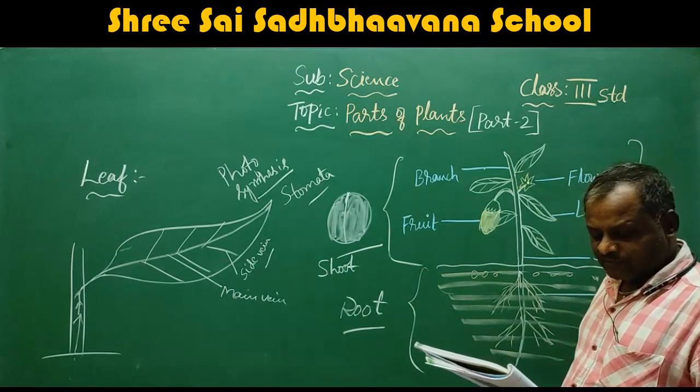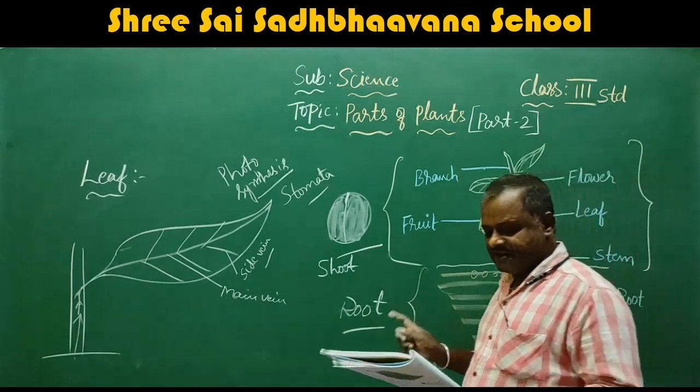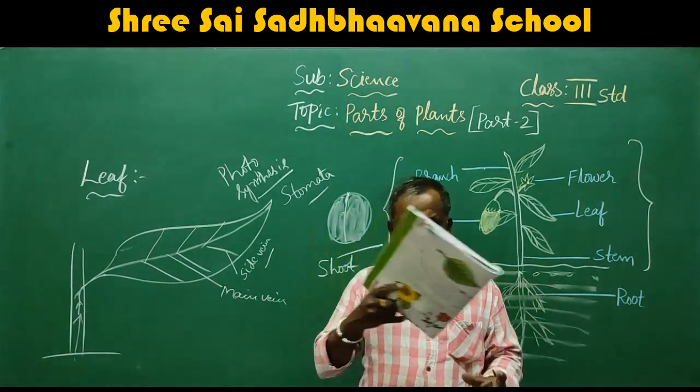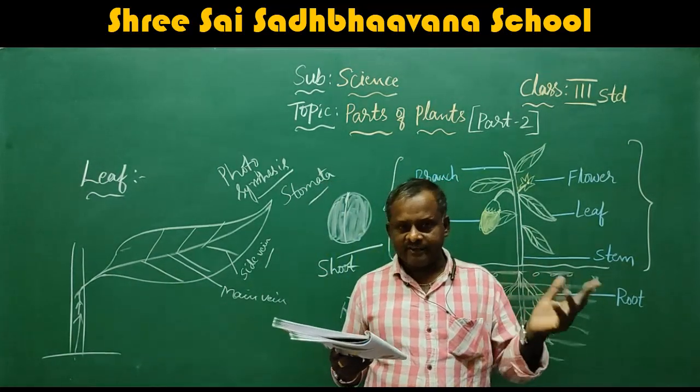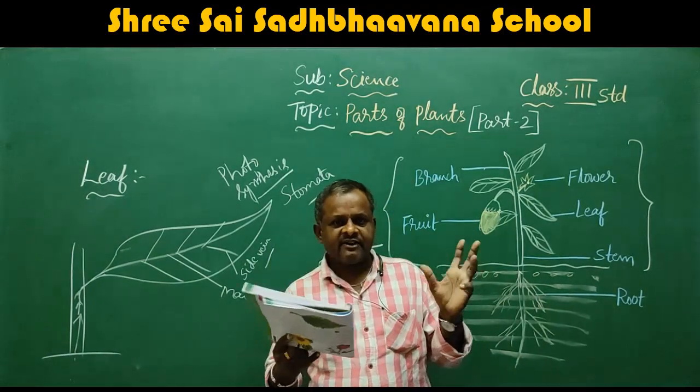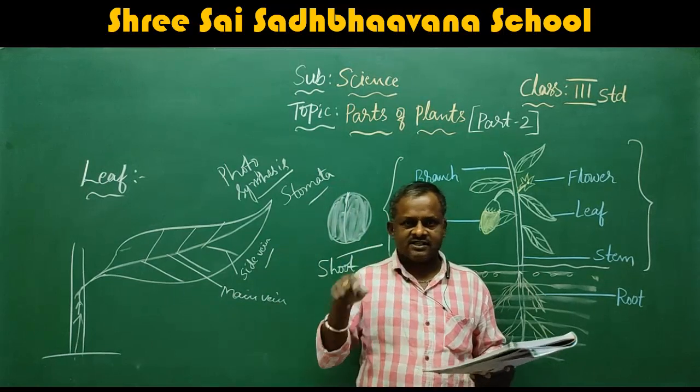There are two types of roots. The first one is taproot, and the other is fibrous root. In the taproot, a main root will grow, and below that, some side roots will grow. But in the fibrous root system, all the roots grow from the stem only, like hair-like structures.